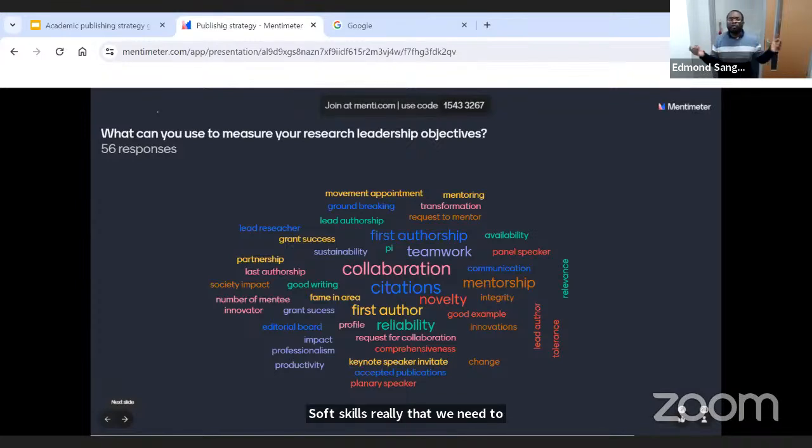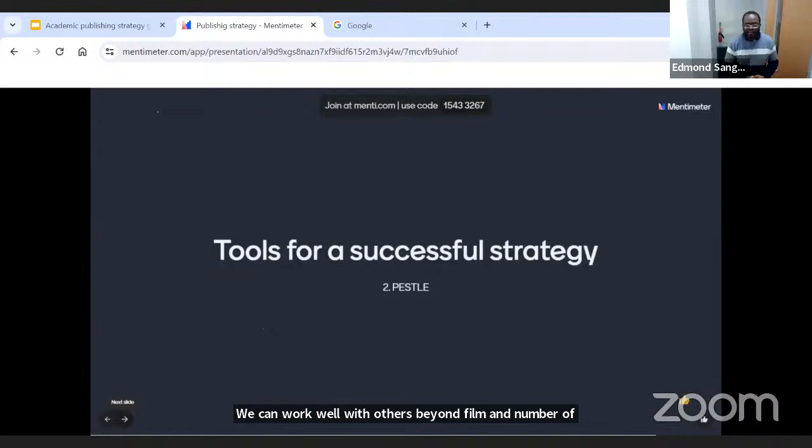So now we need to take a step back and ask ourselves, how can I write an objective that captures all these things, both the hard skills and the soft skills, so that you can be a whole leader who can work well with others beyond fame and number of citations, right? So thank you for all those comments.